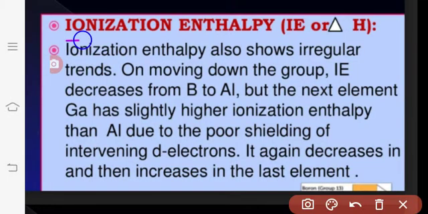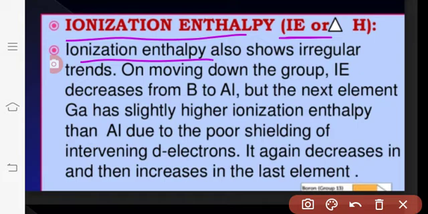Now, next is ionization enthalpy. It is denoted by IE or delta H. The ionization enthalpy shows irregular trends. Meaning, when we go from boron to aluminium, its ionization enthalpy decreases.